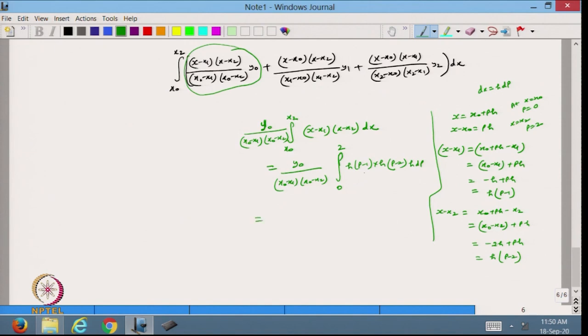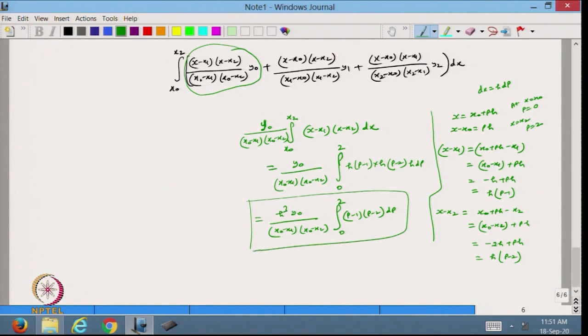So, from here I can take h cubed common: h cubed y0 over (x0 minus x1)(x0 minus x2) times the integral from 0 to 2 of (p minus 1)(p minus 2) dp. So, this is the integration we need to find out. Similarly, we can define the integration for the other two terms. So, we will stop here.